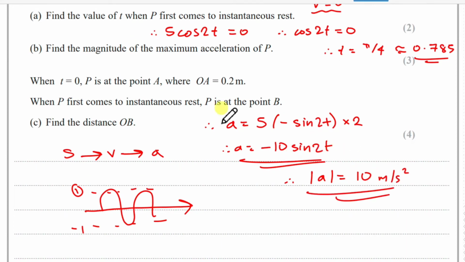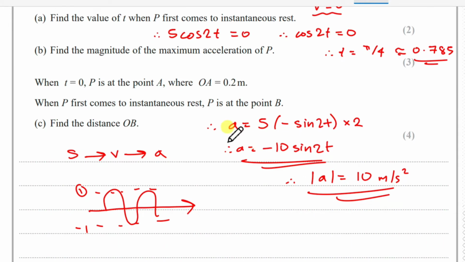When you get sine or cos and they want to find the magnitude or the maximum value of this, it maxes out at 1 for both of them. If it's minimum, it will be minus 1, so you times by minus 1. And that's it. Now for the next bit, it says when the time is 0, P is at the point A, where the distance OA is 0.2 meters. When P first comes to instantaneous rest, P is at the point B. Find the distance of OB.